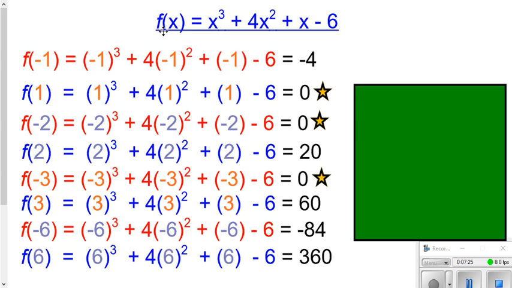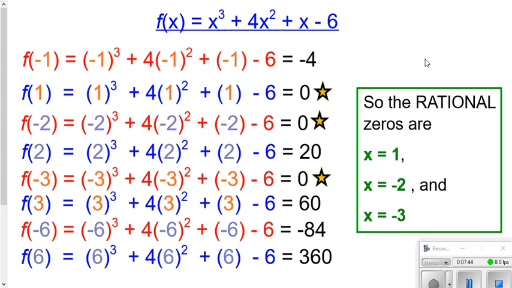Now, as we look back at our polynomial function, we notice this is a cubic or a degree 3 polynomial, which tells us at most there will be 3 zeros, and we found all of them, 1, 2, and 3, which tells us this only has the rational roots or the rational zeros. So we can say then the rational zeros for this function are x equals 1, we found that here, x equals negative 2, we found that here, and x equals negative 3. We found that right here. So again, this concludes our first example.